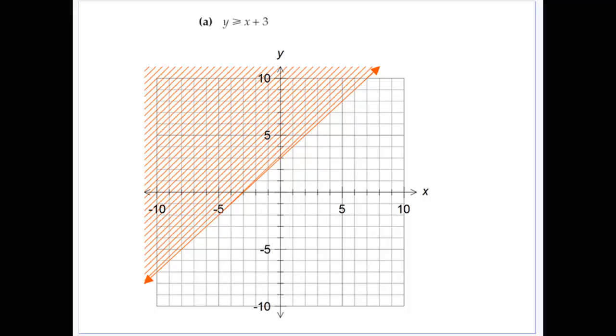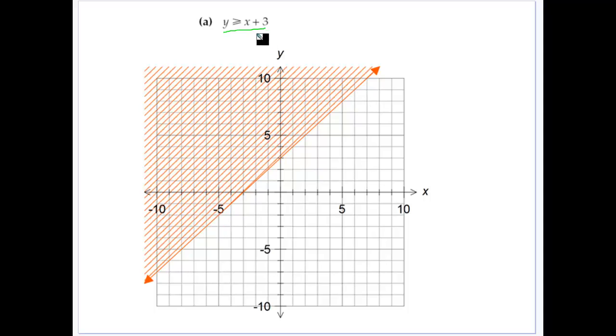So we want to look at some questions here where we've got an equation of a line. Well, it's an inequality really, but it's related to the equation of the line y is equal to x plus 3. So like we've done before, we're going to graph that line. Find our intercepts, graph it through, so it's going through minus 3 and 3. So there's our graph of our line.